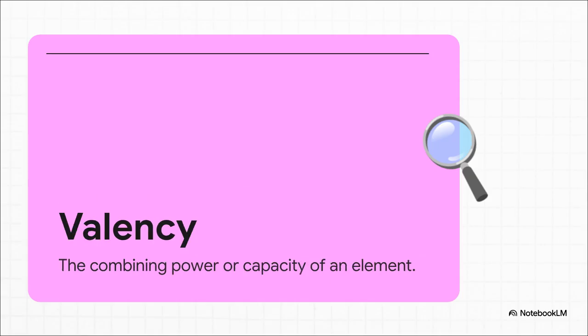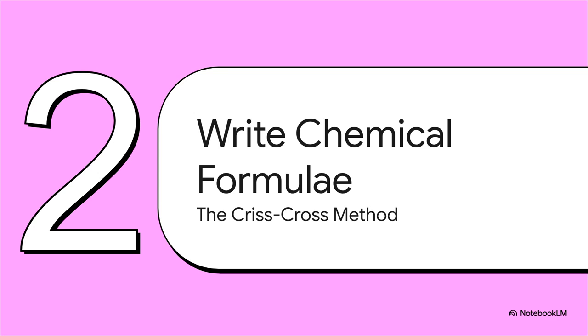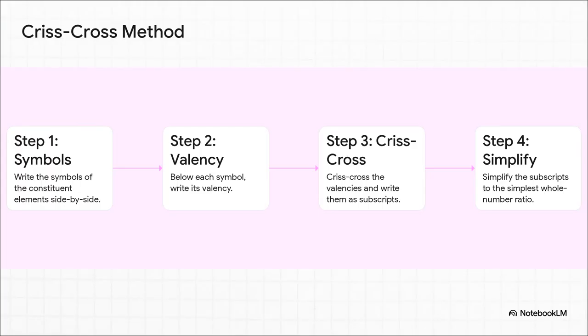Now, the most important thing to remember is that to write these formulas, we must know the valency of the elements. Valency, as you know, is their combining capacity. Okay, let's move to our next section. Here, we will learn a very simple step-by-step method to write these chemical formulas. We will follow these 4 simple rules. The most important part is step 3, the crisscross step, which we are going to practice right now.